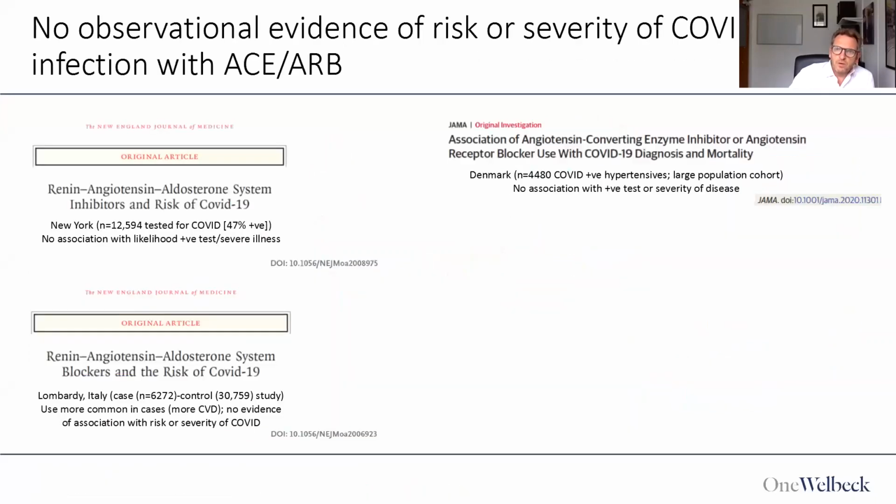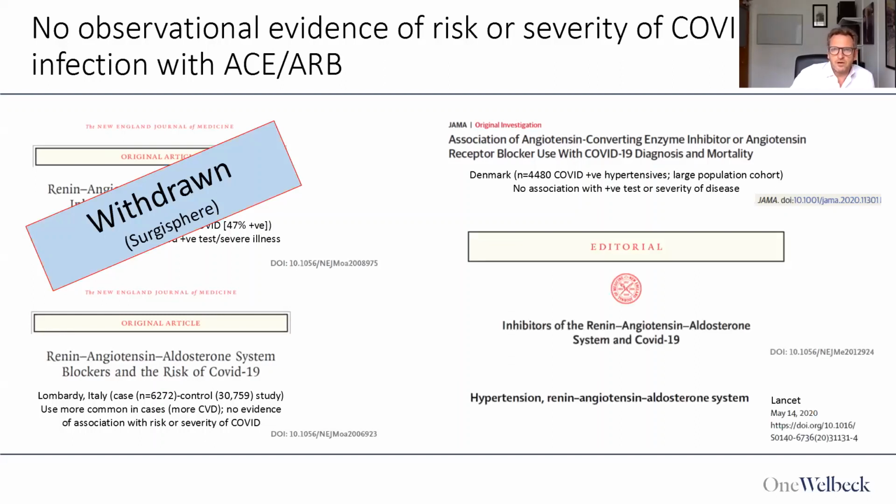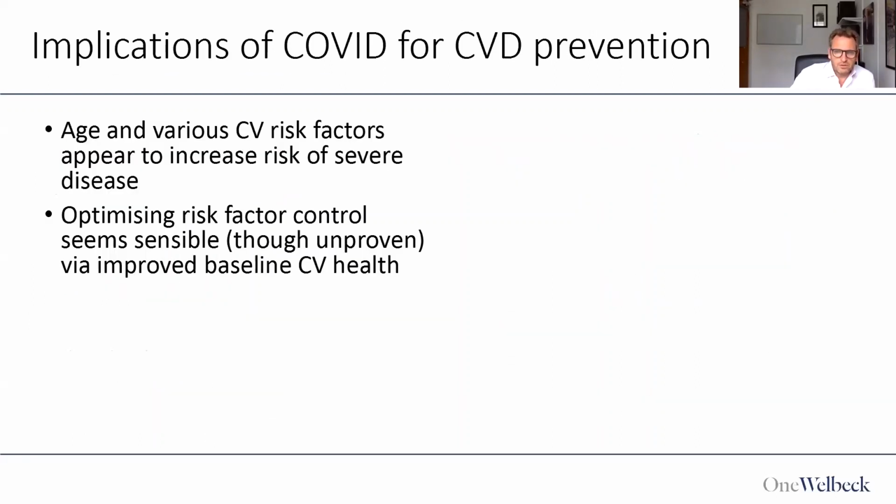So studies were done very quickly to look at whether or not there was any evidence of ACE inhibitors and ARBs being harmful. And these are a variety of large observational studies, one from New York, one from Italy, and one from Denmark. And the sharp-eyed amongst you will have noticed that the New York one was actually one of the articles that were withdrawn with quite a lot of publicity because they were done by the now discredited Surgisphere group. But either way, they got the same results as everyone else, which is that there is no evidence that ACE inhibitors and ARBs increase the risk of either contracting or severe COVID, and editorials reiterate that.